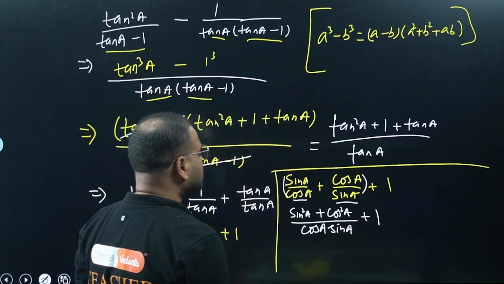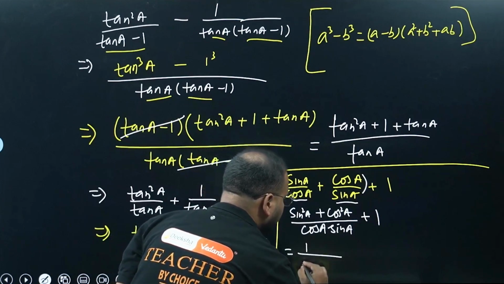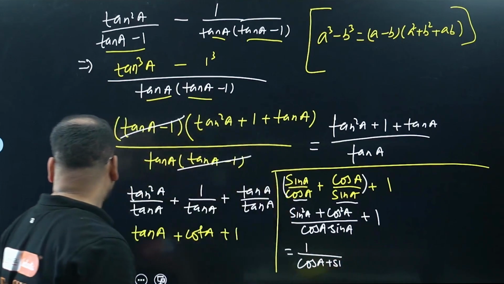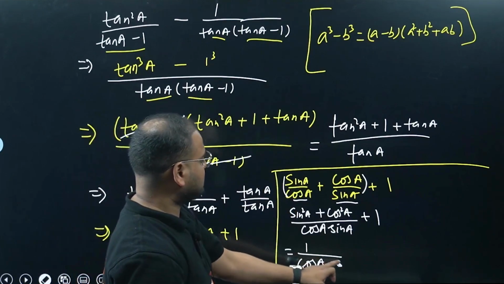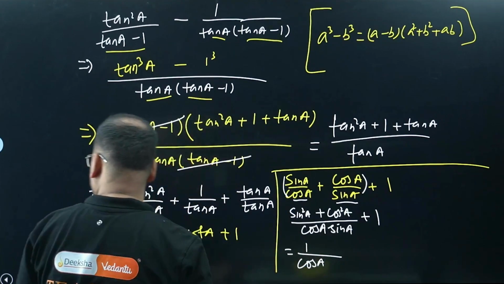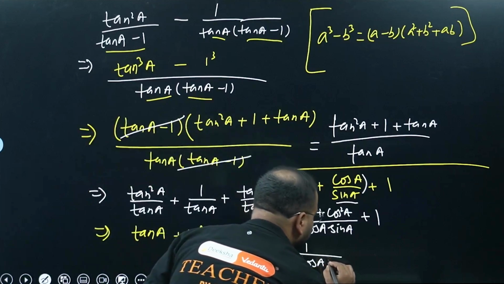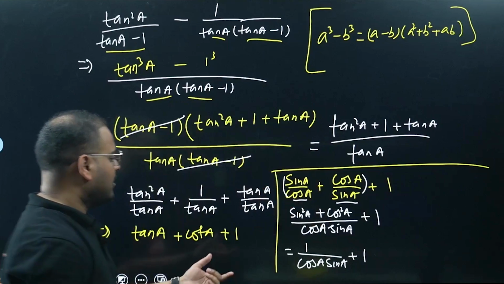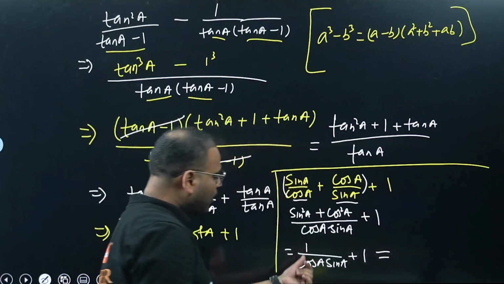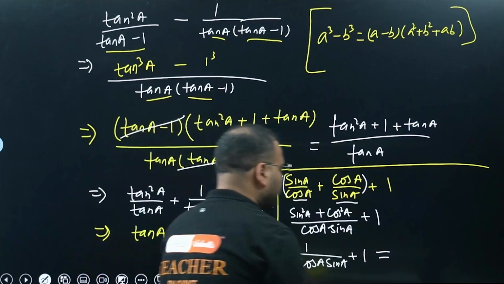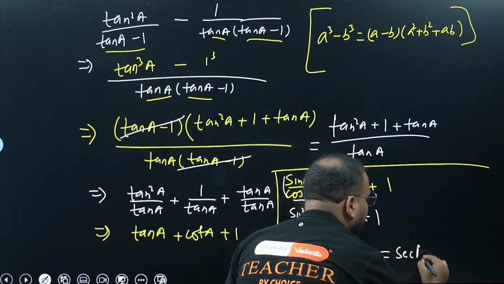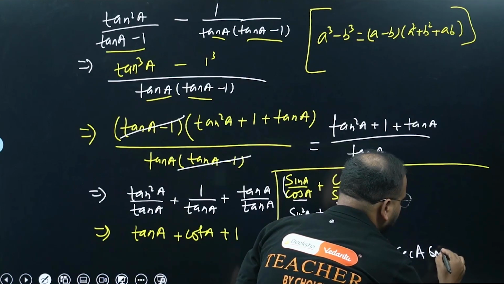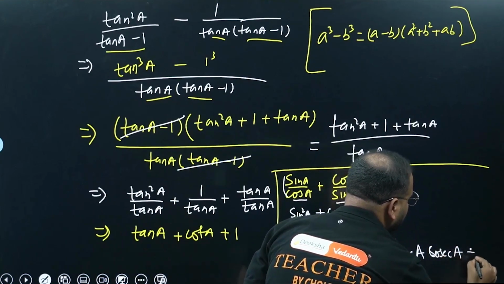Sin square plus cos square is nothing but 1 upon cos a, not plus, multiplication. My bad. Not plus. Multiplication. Just give me 1 second. We'll complete this question. Cos a into sin a plus 1. If you simplify it further, 1 by cos a is sec a, sir. And 1 by sin a is cosec a. And plus 1 is as it is.